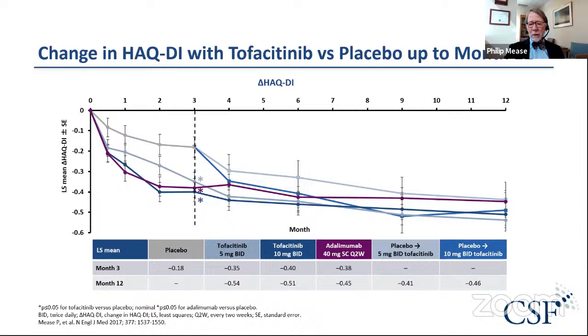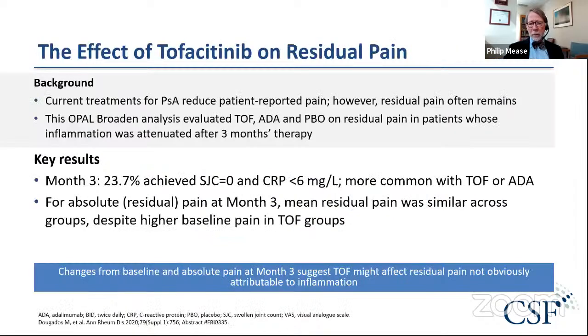And as we can see here, and this is not a surprise, there's significant improvement in the HAQ score with both 5 and 10 milligram twice a day doses. And even though this is not a head-to-head trial with adalimumab, there's comparability, so to speak, with the adalimumab data. So reassuring that these drugs work well in physical function.